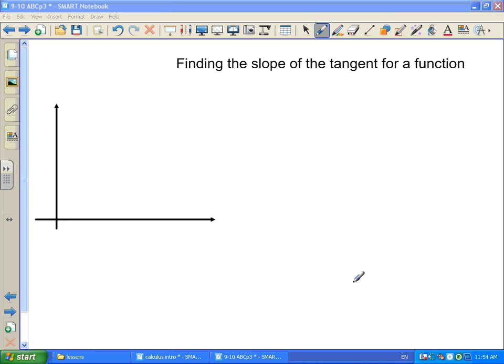So what we saw in the first part was that you could use limits to find the slope of a tangent to some curve. And here we're just going to take a look in detail how you find the slope of a tangent for a function. And this is the stuff out of box B here, because this is what we actually call the tangent problem.